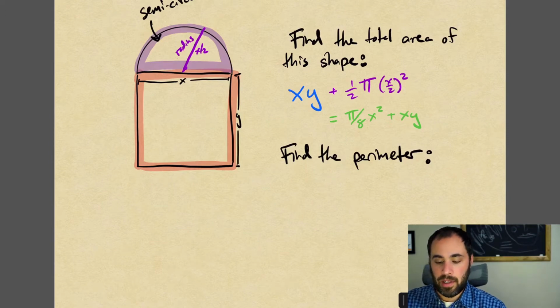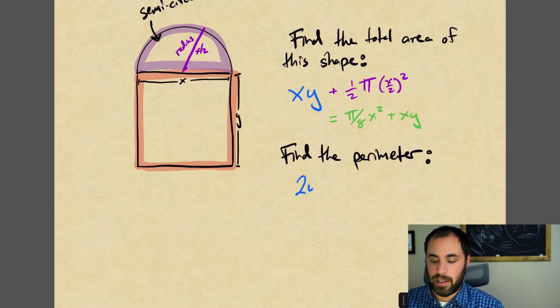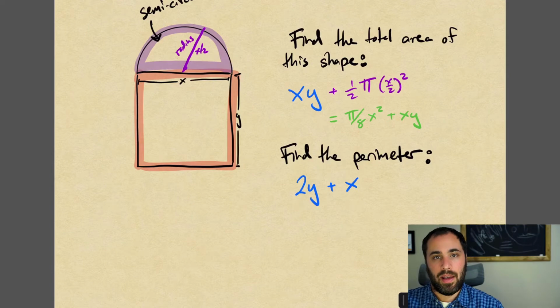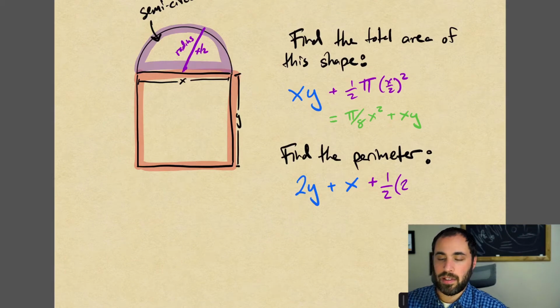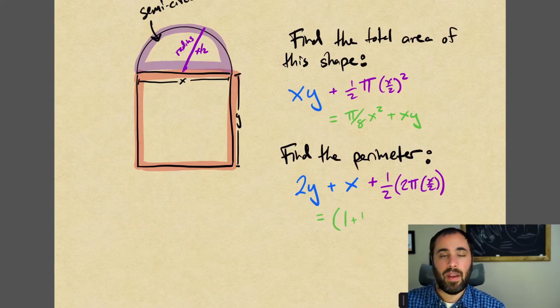And for the perimeter, well, we don't quite have the full perimeter of that rectangle. We've got y, x, the base, and then y again. And then the circumference of half a circle. The circumference of a circle is 2 pi r, so half is half of 2 pi r. We'll put in that x over 2 again. And we can simplify.